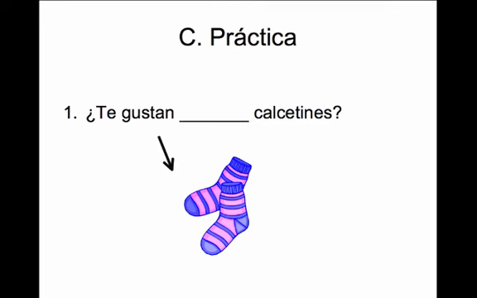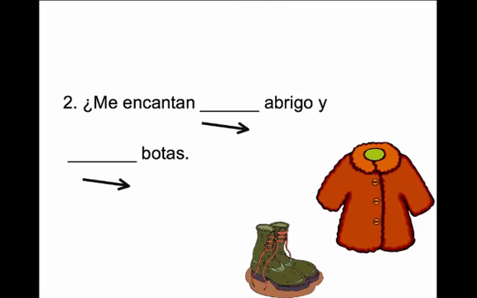Go ahead and copy down these sentences or write down numbers 1 through 5 and write which of those demonstrative adjectives you think fits here. So pay attention to the arrow and if it's referring to something close by or far away. ¿Te gustan estos calcetines? Do you like these socks? Número 2. Me encantan ese abrigo y esas botas. So both of the items are farther away.